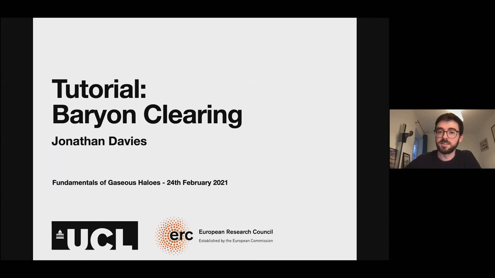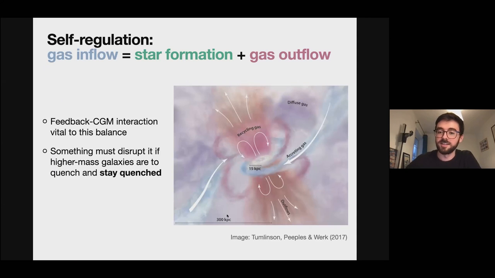So I want to start with this now somewhat legendary image that we all love to show in our talks. And I'm including it because I think it gives a really good impression of how galaxy formation is a self-regulating process. So you have to have some balance between gas inflows and that gas either forming stars or ending up in gas outflows. And you have to have this happening because otherwise you either overcool and form too many stars or you don't form enough.